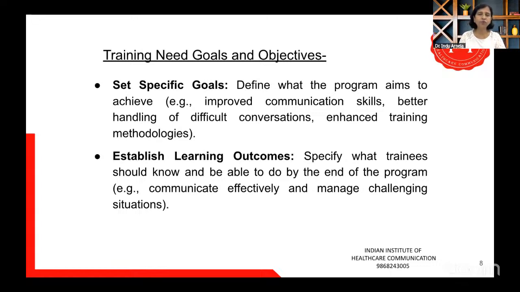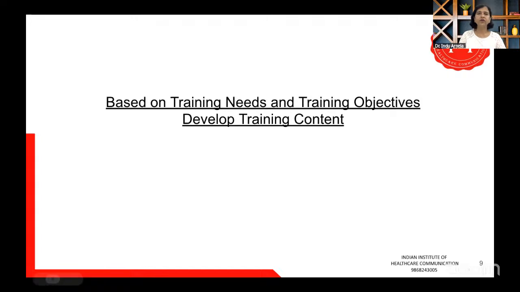Because if you know what learning outcomes you are expecting from a program, then you will clearly know what content you have to cover and what pedagogy you need to integrate with in your session. So specify what they should be able to do or know after the program. So these two things you have to set right in the beginning. Now, based on the training needs and training objectives, you have to develop your training content.